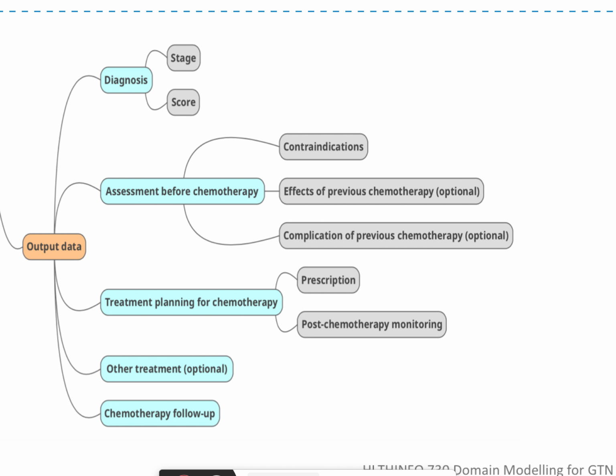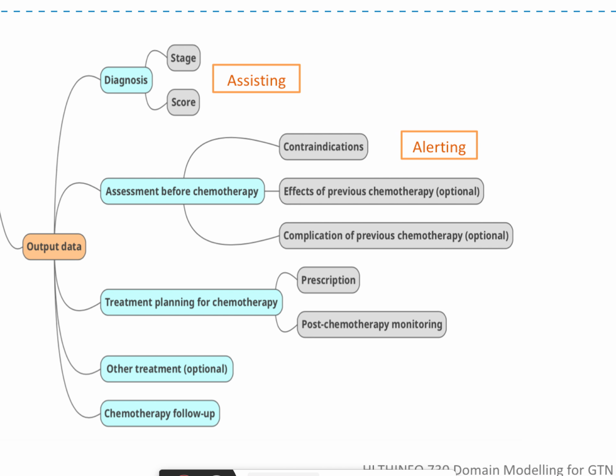The output data part is what we want to get from the system. The accurate diagnosis could be made, including stage and score. The system will do some check work before treatment to ensure patient's safety. It can check the contraindications for chemotherapy. Once some abnormal results of physical or lab testing examination are detected, the system will send alerts and refuse to offer chemotherapy. The system can also evaluate the effects and side effects of the previous chemotherapy.